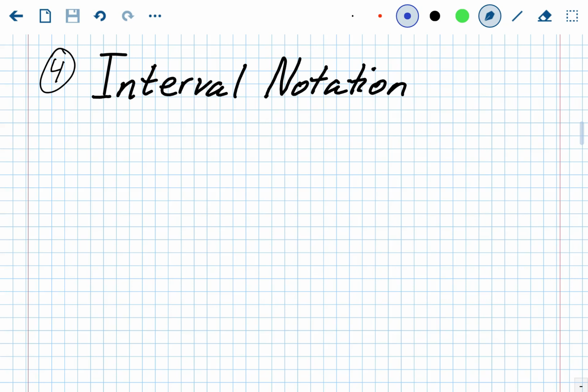Okay, the last way we're going to represent solution sets is with what's called interval notation. So far we're using inequalities and graphs, and then we're going to use interval notation. Interval notation is kind of like a shorthand inequality. It's a quicker way to write an inequality.